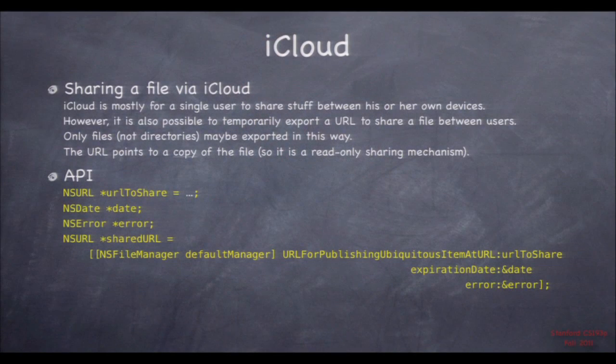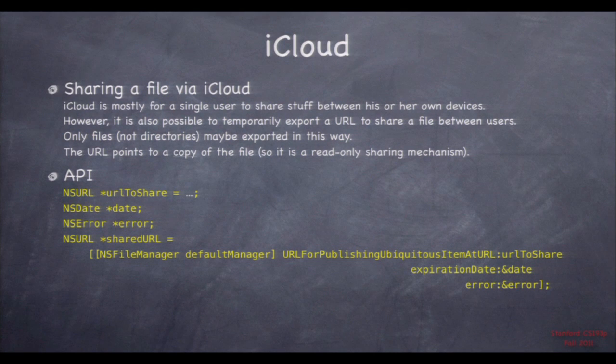And here's what the API for that looks like. Very simple API. So you've got some URL in the cloud that you want to share, and you just call URLForPublishingUbiquitousItemAtURL, and you give it a pointer to an NSDate pointer, and it'll give you back the date when it expires. You can pass null there if you don't really care when it expires. And you also get your error back.